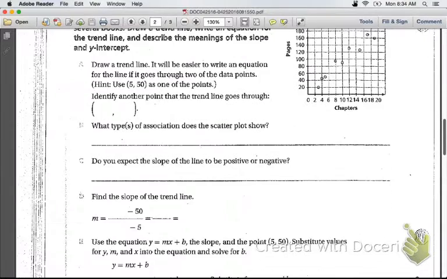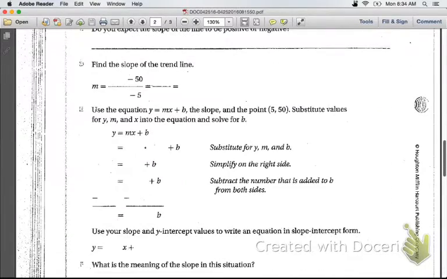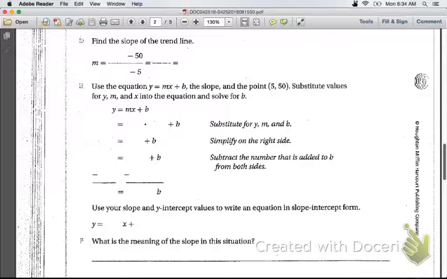So find the slope. Now we'll use the information from those 2 points. Remember, y2 was 170 minus 50, and then x2 was 17, x1 was 5. So 170 minus 50 is 120. 17 minus 5 is 12. So our slope is going to be 10.